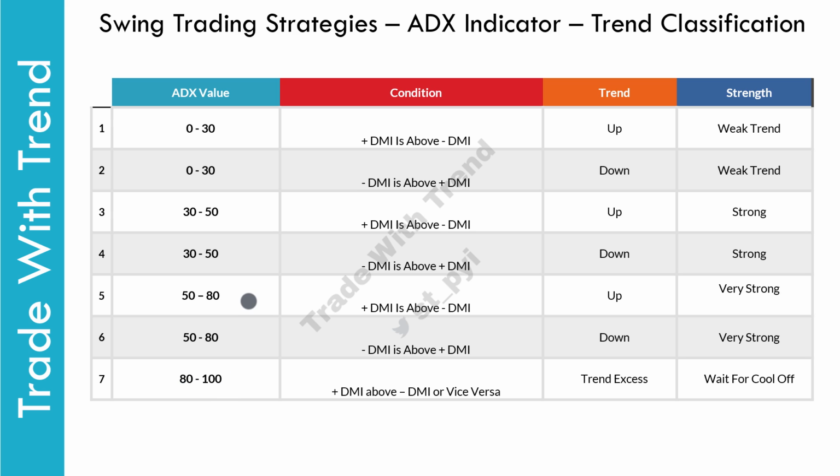So the regions that you have to target for this particular strategy is between 30 and 50, and you have to hope that you catch on to such a trend where ADX moves from 30 to 80. That is when you will make maximum money in this particular strategy.